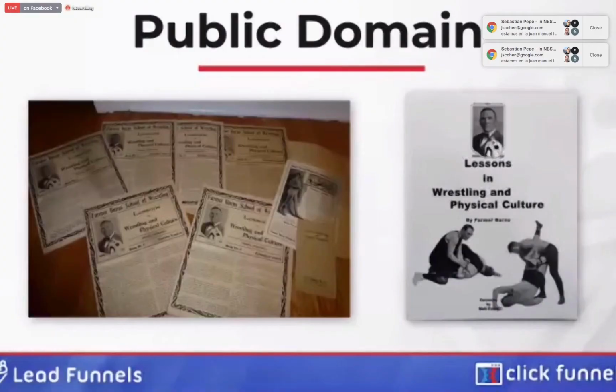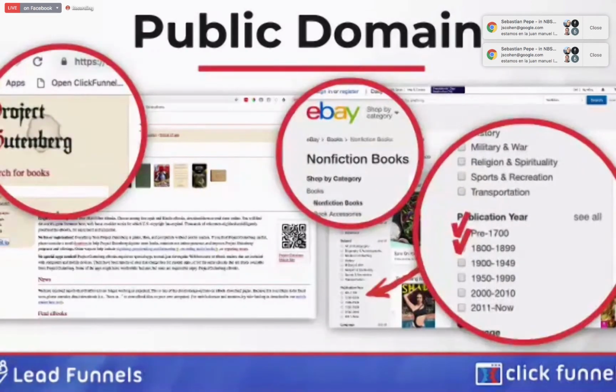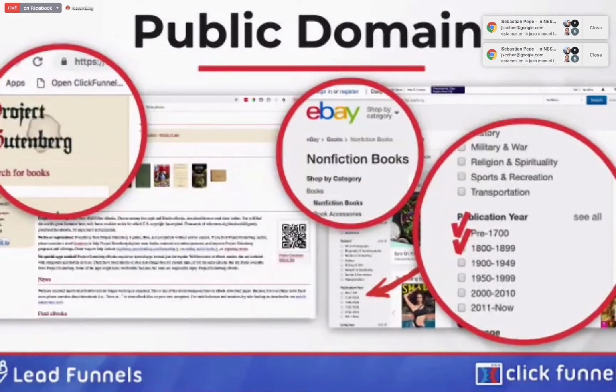This is one of my friends, Matt Fury. He went and found this old wrestling book from 1914 by this guy named Farmer Burns. Took the book, republished it, and made millions of dollars selling the book, okay? Now, the fastest way to find public domain, number 1, is you go to Gutenberg.org. Gutenberg.org, they're literally a site that they have this mission where basically they just try to find public domain books and publish them for free.